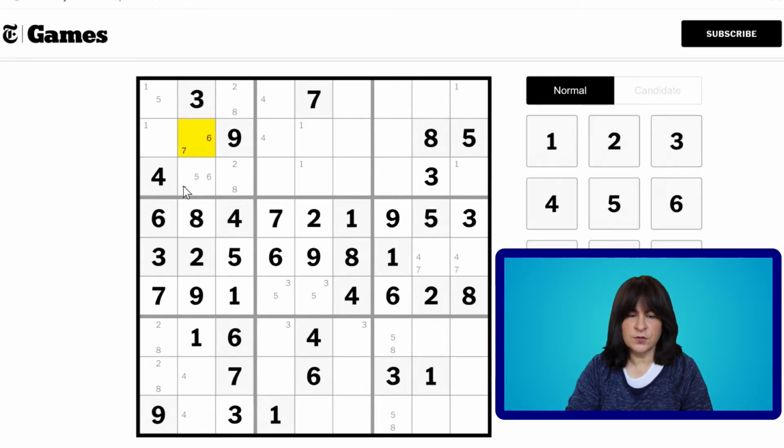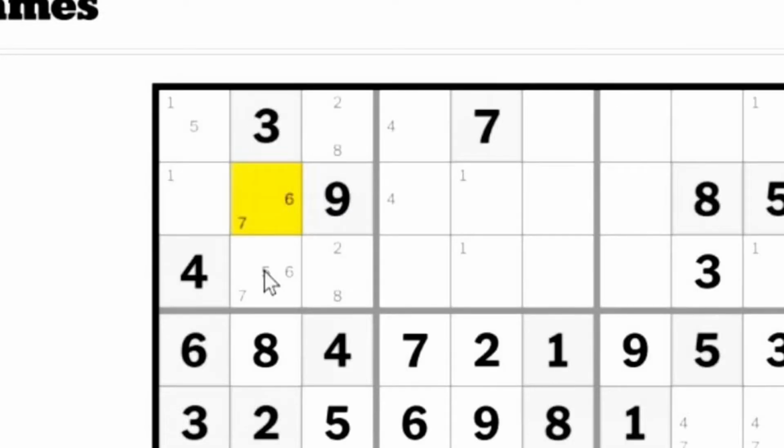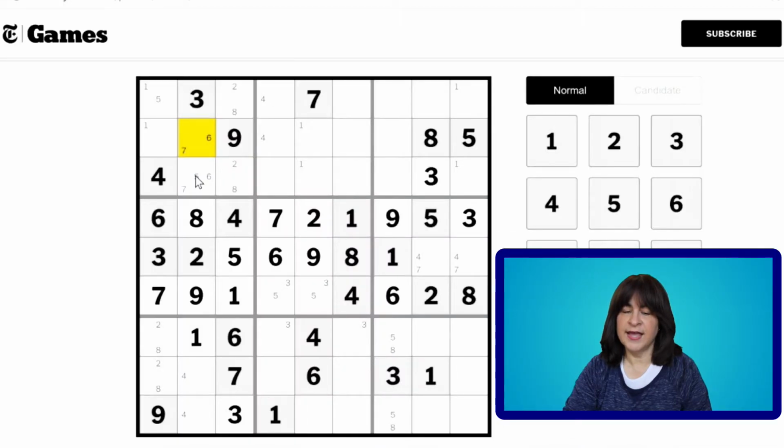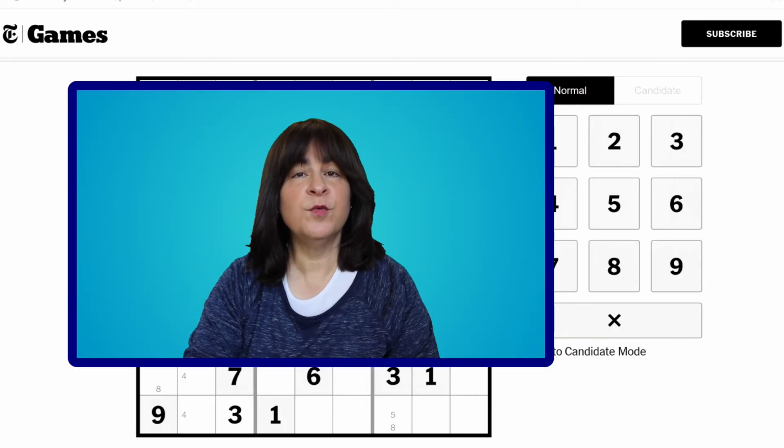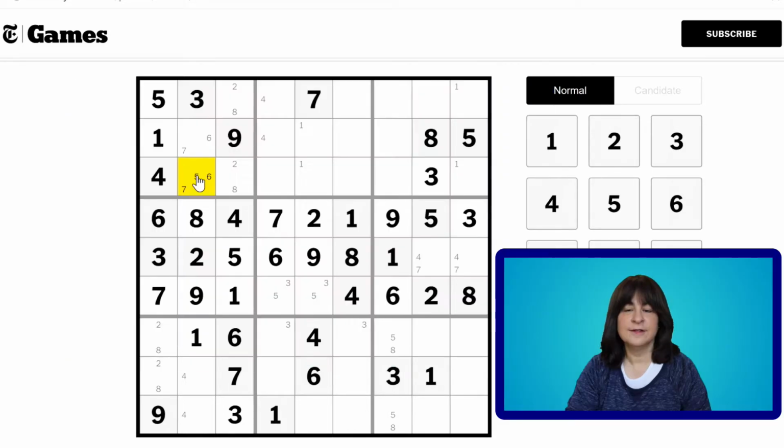So let's have a closer look. We have a 6-7 matching pair here. These two cells are the only cells in the block that can contain a 6 or a 7. So the 5 can't be here, so it must go here. And this one has to be the 1. Anyway, it was a naked single, so we would have spotted that soon enough.